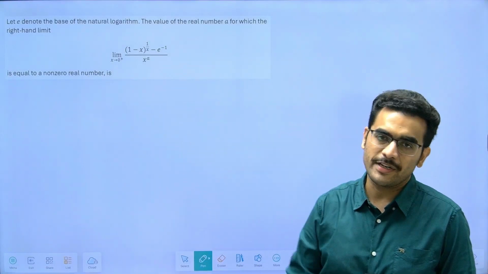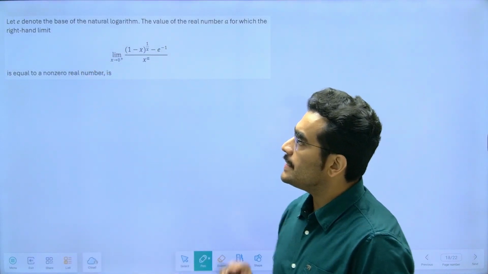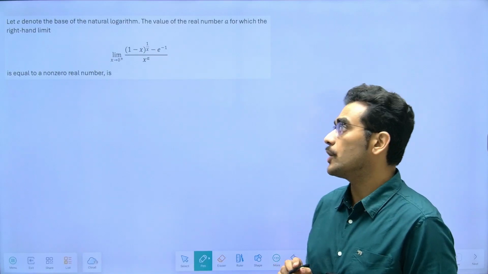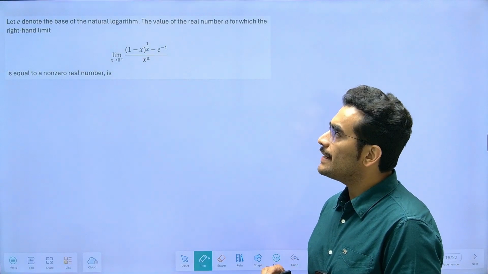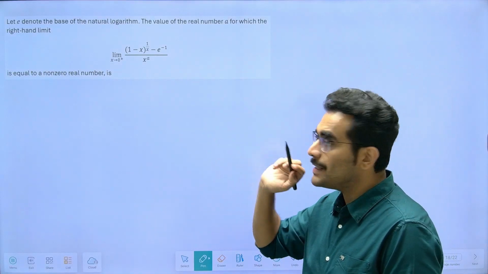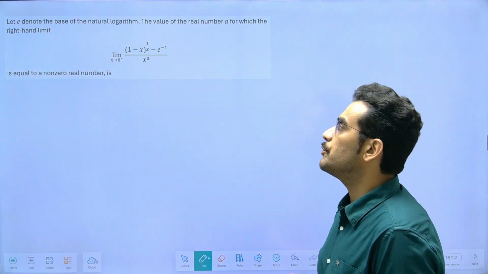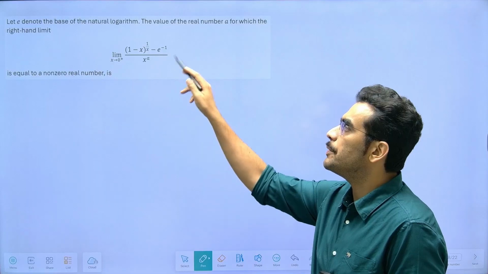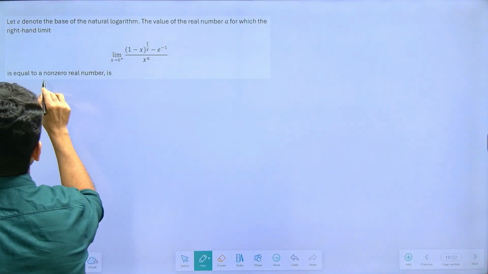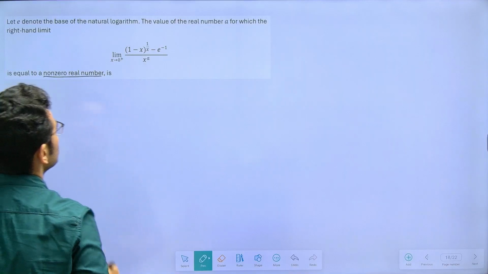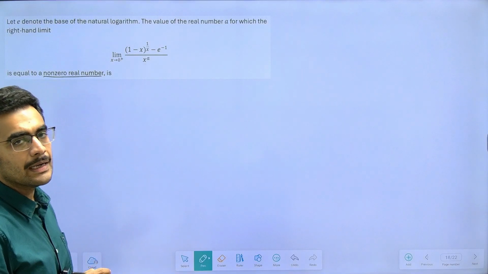Let us take this previous JEE Advanced question. It says: let e denote the base of the natural logarithm. The value of the real number a for which the right hand limit as x tends to 0 plus of (1 minus x) to the power 1 by x minus e to the power minus 1, divided by x to the power a, is equal to a non-zero real number. This limit is a non-zero real number.